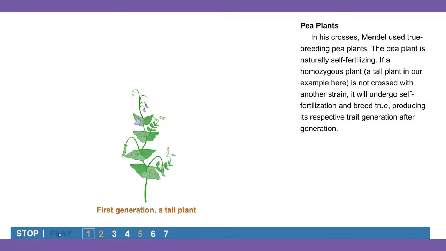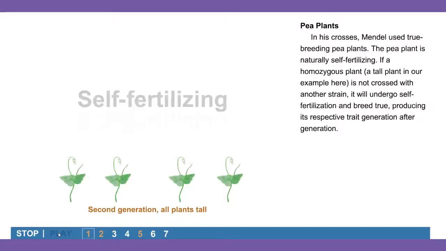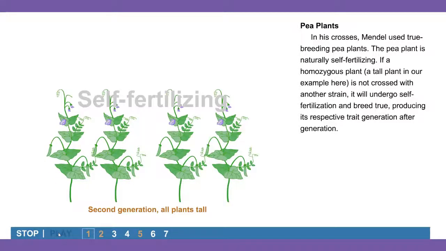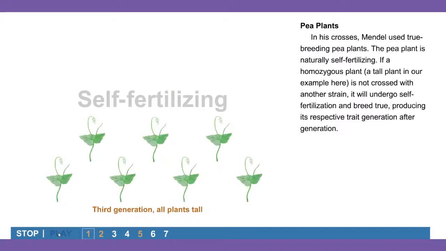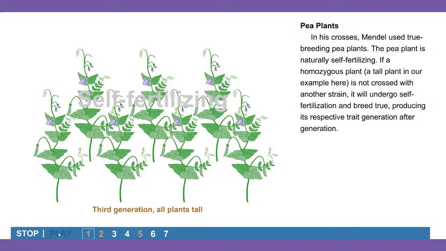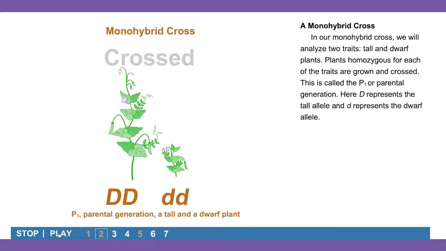So here you can see, through self-fertilization, a tall plant, all of its progeny are going to be tall. And then in the next generation, all of those are going to be tall. And on until you cross-fertilize. So the first cross-fertilization that he did was the P1 parental cross, where he took a true breeding tall plant and crossed it with a true breeding dwarf plant.